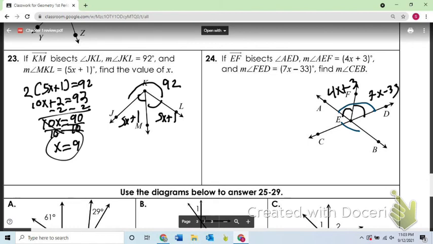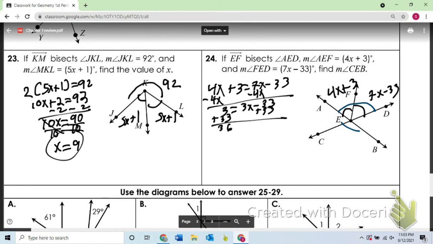So let's start off by figuring out what X is. So we know that 4x plus 3 and 7x minus 33 are going to be equal to each other. Subtract 4x from both sides. We get 3 equals 3x minus 33. Add 33 to both sides, and we get 36 equals 3x. Say that 10 times fast. Divide both sides by 3, and we get 12 equals x.